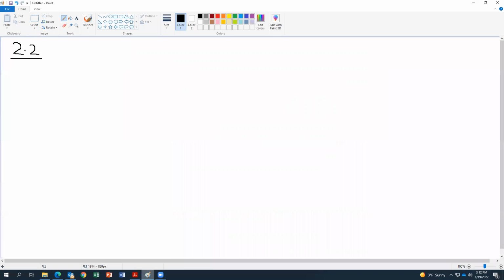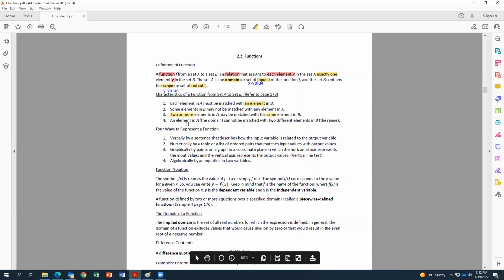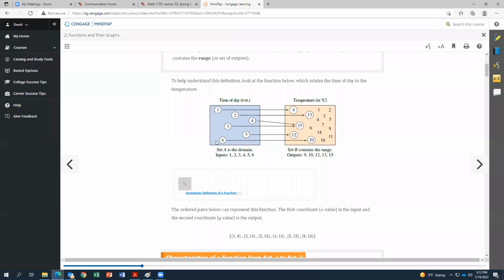And the last one we talk about here is that an element in A cannot be matched with two different elements in B. So you cannot match with two or more. In this case, that means this x cannot have multiple arrows. If you have multiple arrows, it's not a function.